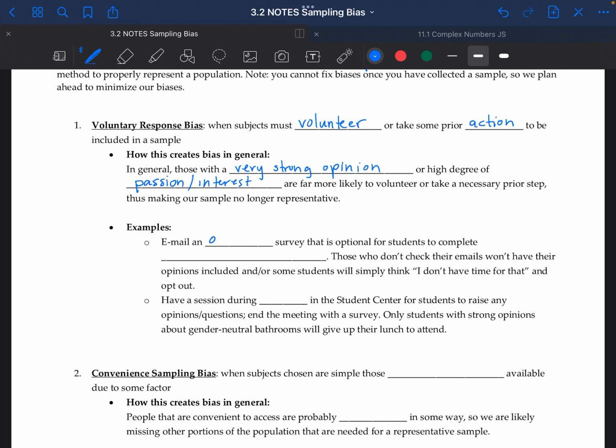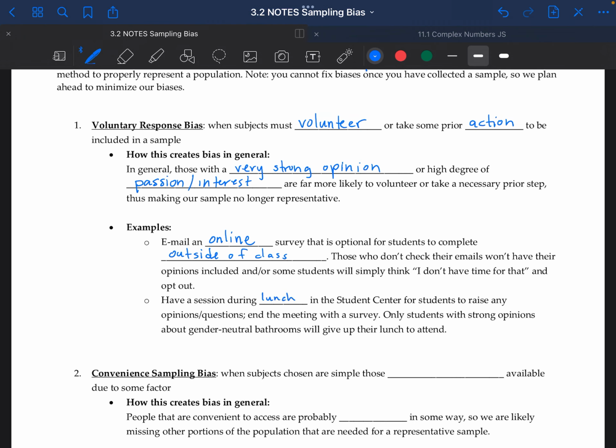So some examples. An email with a link to an online survey that's optional for students to complete outside of class, outside of school. And this is a problem because if we send an email, there are students who don't check their emails, so we'll not hear from them. Or maybe they do check their emails and they look at it and they're like, oh, I don't have time for that. I have an APUSH exam coming up soon. So they would just delete the email.